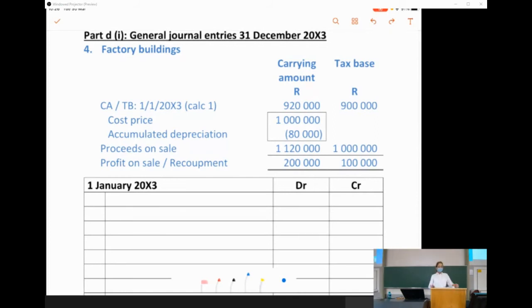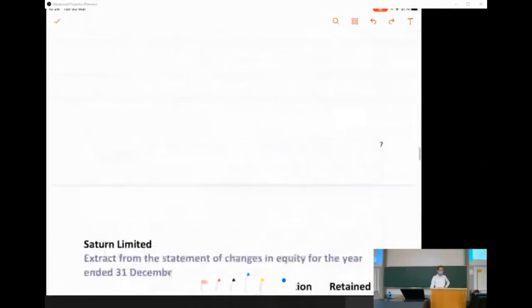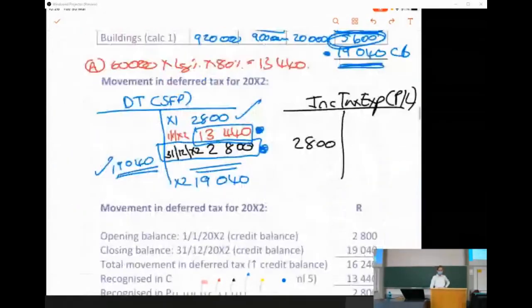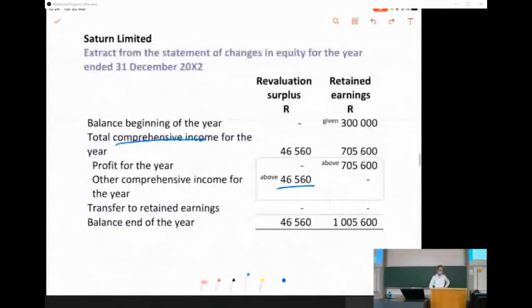Now we go to part D. Part D of this example tells us that we now have to assume that the land and factory buildings were sold on the 1st of January X3. So on the first day of the next year, the land and buildings were sold for 1.4 million cash, and 280,000 of the proceeds was attributable to the land. So we sold it for the actual carrying amount, the revalued amount that we did last year. Am I right? No, we sold it for 280, a little bit higher.